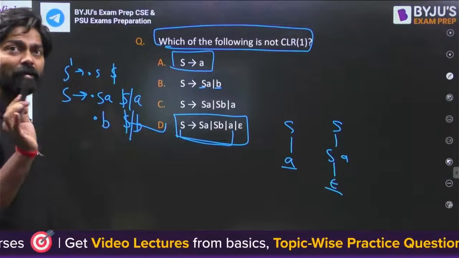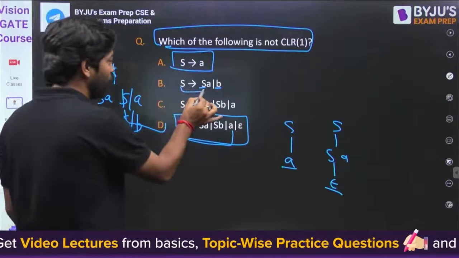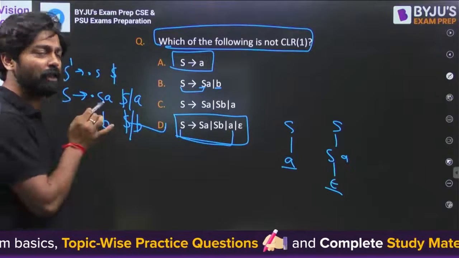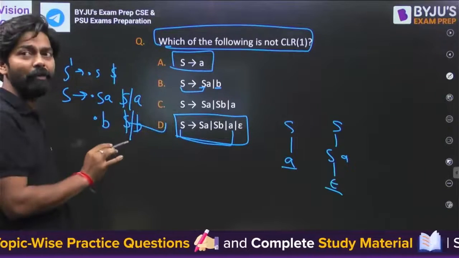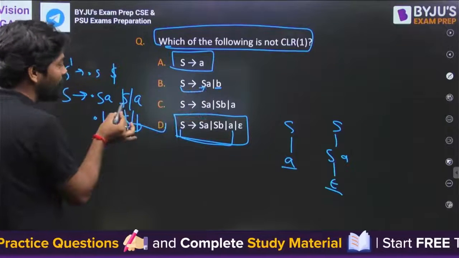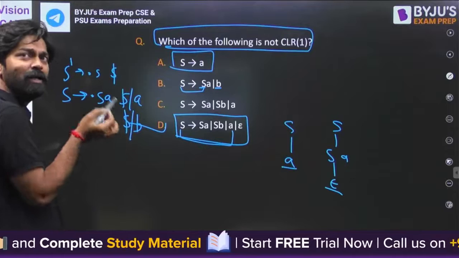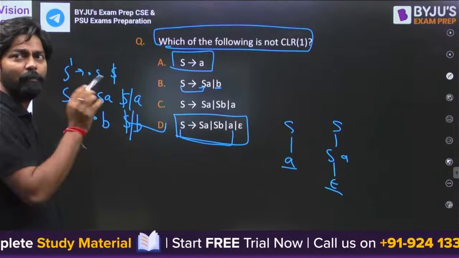Please see clearly here. If the grammar is left recursive, please find the lookahead symbol properly. Otherwise, you will make a mistake. In GATE questions, they will play with you only. People make mistakes in finding the lookahead symbol. If you find the lookahead symbol incorrectly, you do the problem wrong and are not able to find the correct answer.